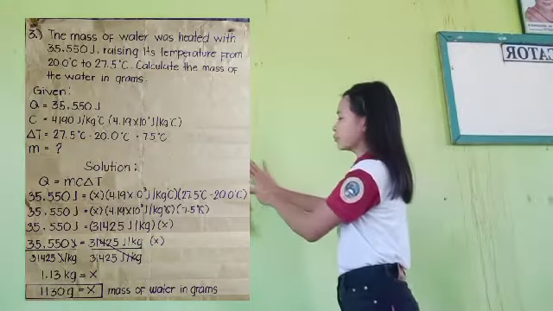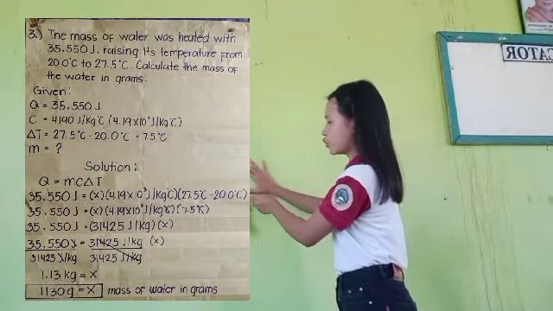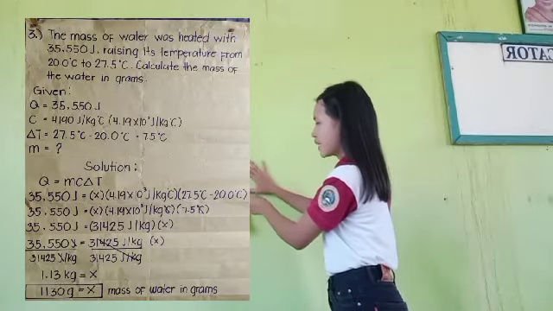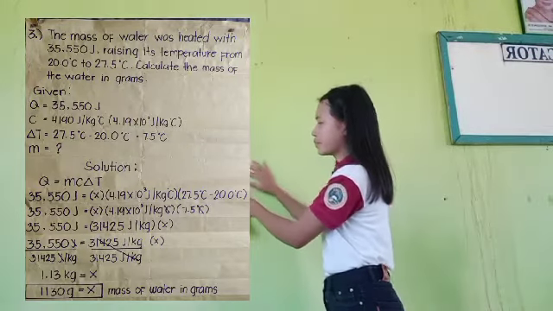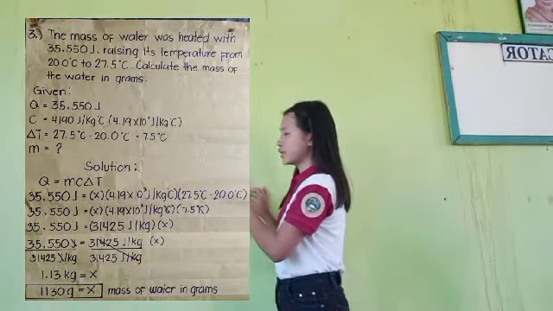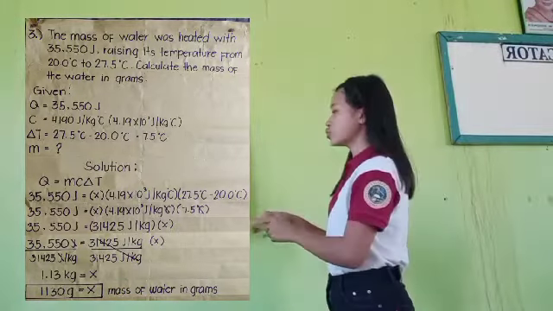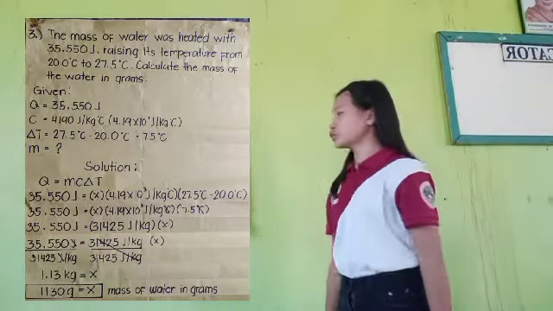So copy: 35,550 joules equals the mass, which is X, times 4.19 times 10 to the power of 3 joules per kilogram degree Celsius.